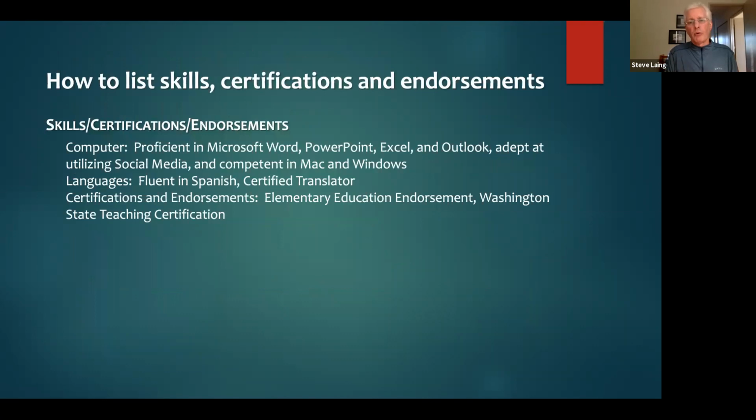Another really important thing for educators is your skills, your certifications and endorsements. One way to list them would be to list your skills, certifications, and endorsements as a separate section, or you can list it as a subsection within your education. In this example, this individual has listed their computer skills in one line, and then they've listed language skills on another line, and then certifications and endorsements as a third line. If you have multiple endorsements and certifications, you could actually separate certifications and endorsements out into their own section, but this is just one example of how you would list those.